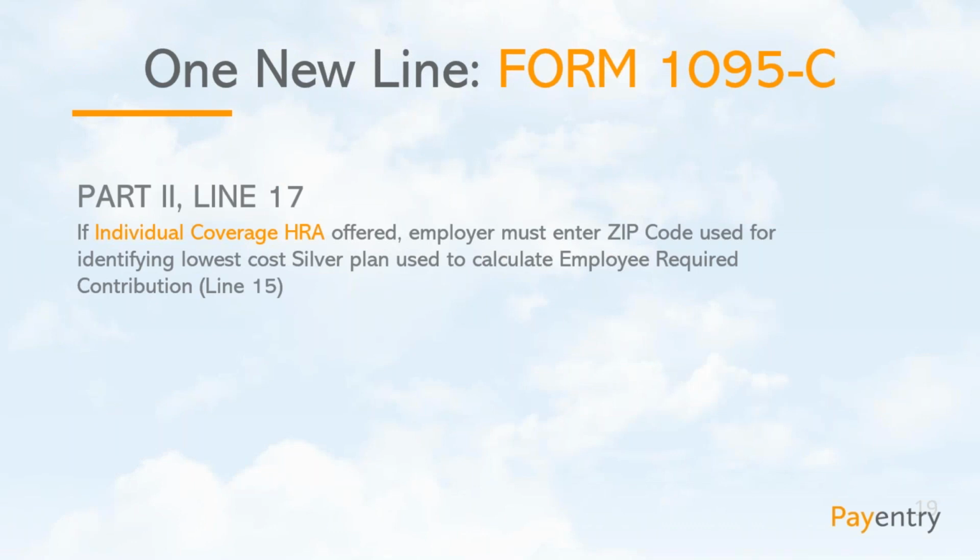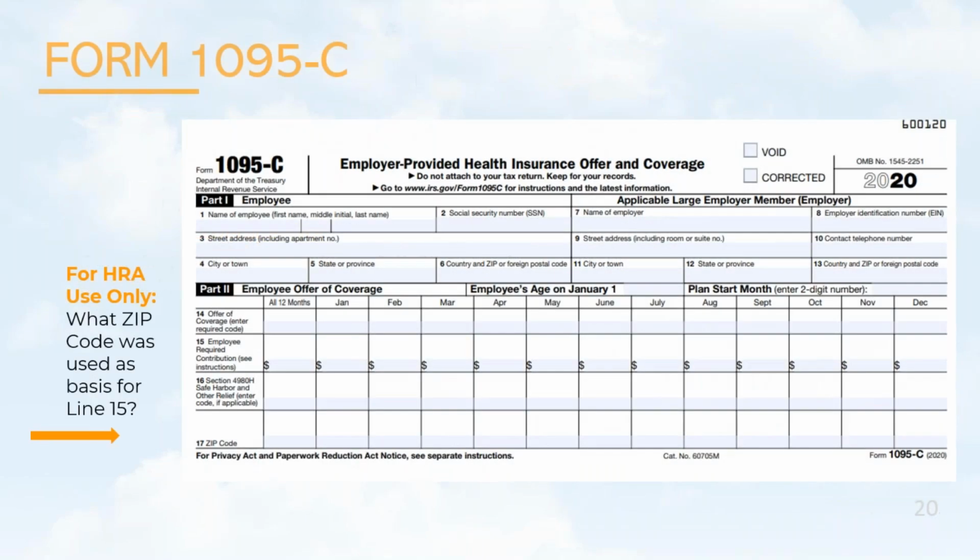A new line on Form 1095-C is if an individual coverage HRA was offered, just as I mentioned, you must enter the zip code used for identifying the lowest cost silver plan that's used to calculate the employee required contribution. Again, you don't have to worry about that. We will populate that field for you. And here's where it occurs on the 1095-C. Remember, this is only necessary if you have one of those special HRAs.